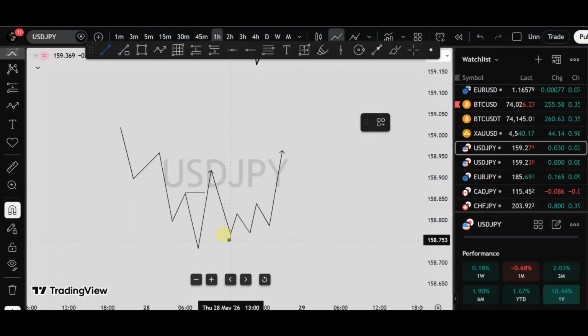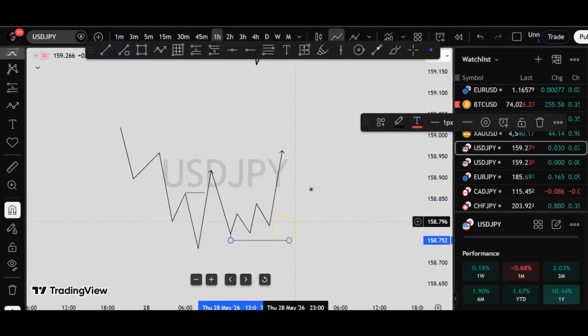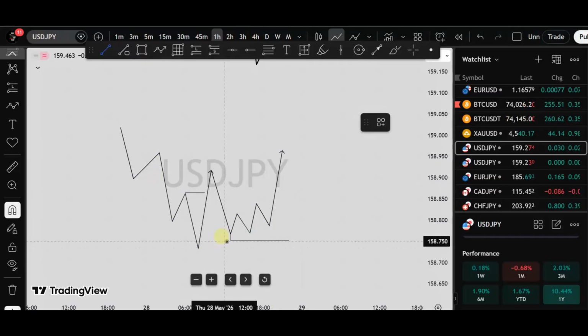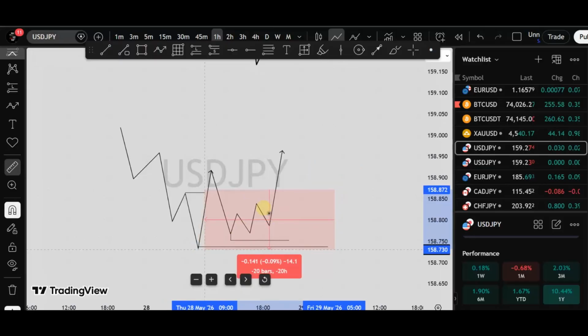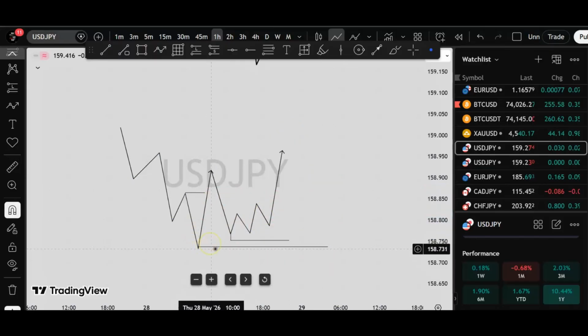This will be our inducement. So this inducement now, where is the closest key level or entry for this? Now we have a V-shaped key level here. That is the closest as far as I am concerned. That is the closest to our entry. So your entry will be like this.